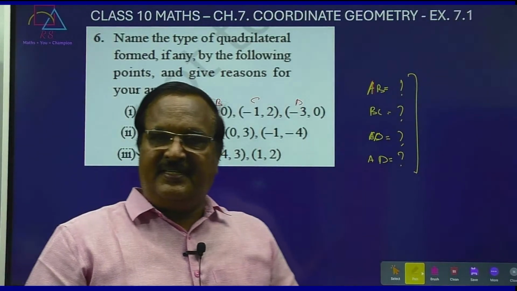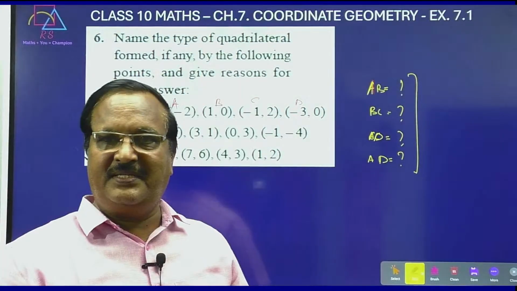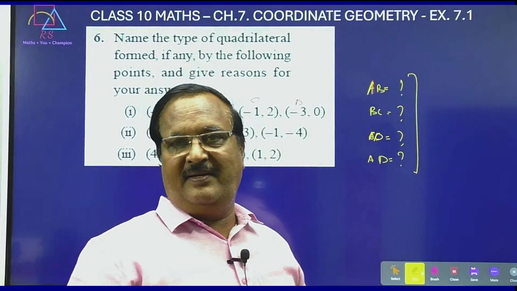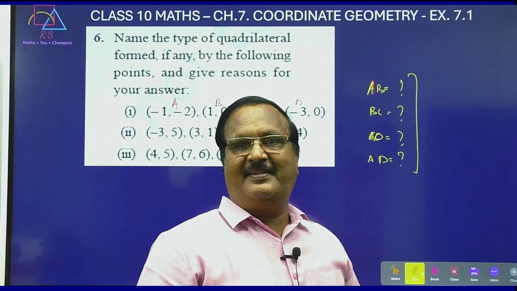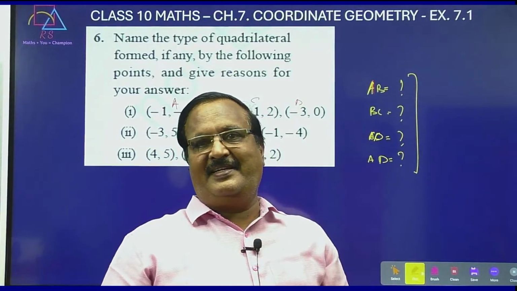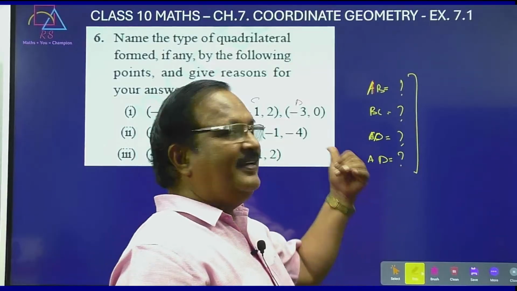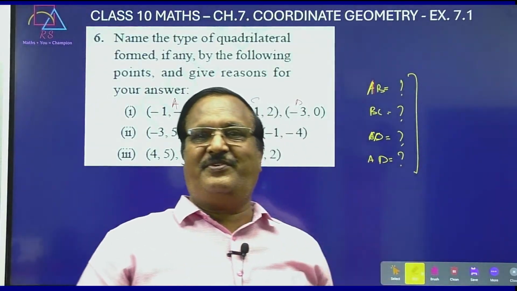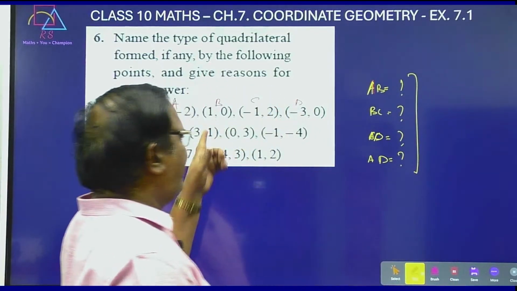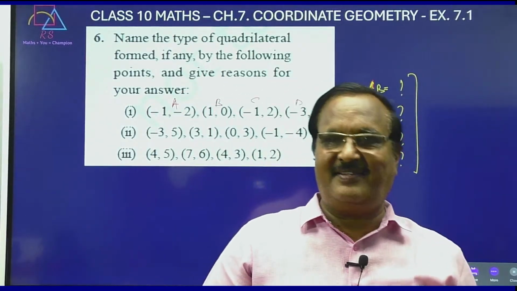If opposite sides are equal, it is a parallelogram. If all sides are equal, it is a rhombus. If all sides are equal and diagonals are also equal, it is a square, right? If only opposite sides are equal and diagonals are equal, then it is a rectangle. You should know the properties of the quadrilaterals, that means the types of quadrilaterals. Then only can you conclude it. For all the 3 problems, you must know the properties and types of quadrilaterals.